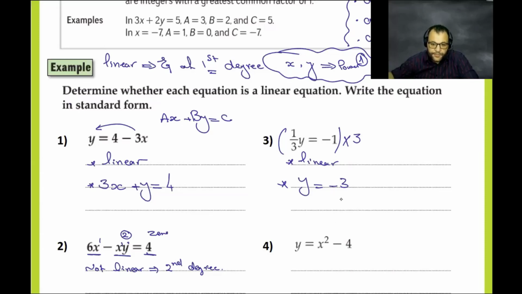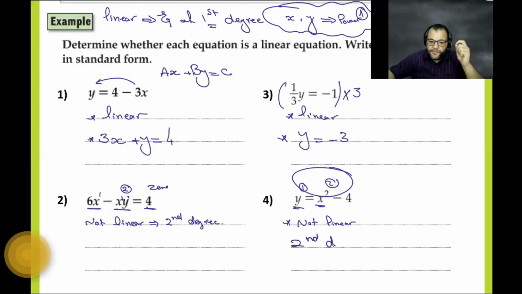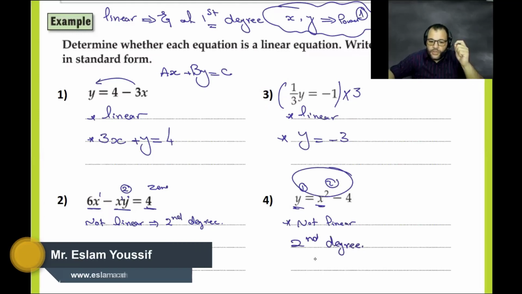Question number 4. Abu Ghander? Yes, number 4, y is equal to x squared minus 4. So it's not linear because one of the things we need is that it must be of the first degree. Now y is raised to the power 1, but x here is to the power 2. It means the degree for this expression is the second degree, so it's not linear.